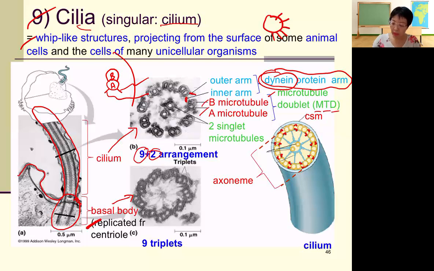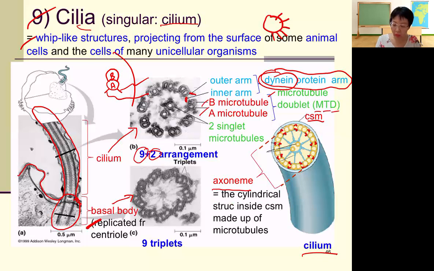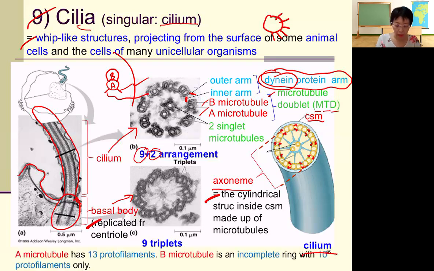Here in the cilium, we can divide it into 2 parts: the cell surface membrane, which is the blue color one, and all the microtubules in them, which are named together as axoneme. So the entire structure and arrangement there is called the axoneme. The cilium is made up of cell surface membrane and axoneme. The axoneme is the cylindrical structure inside the cell surface membrane, which is made up of microtubules. So this is the structure of the cilia.